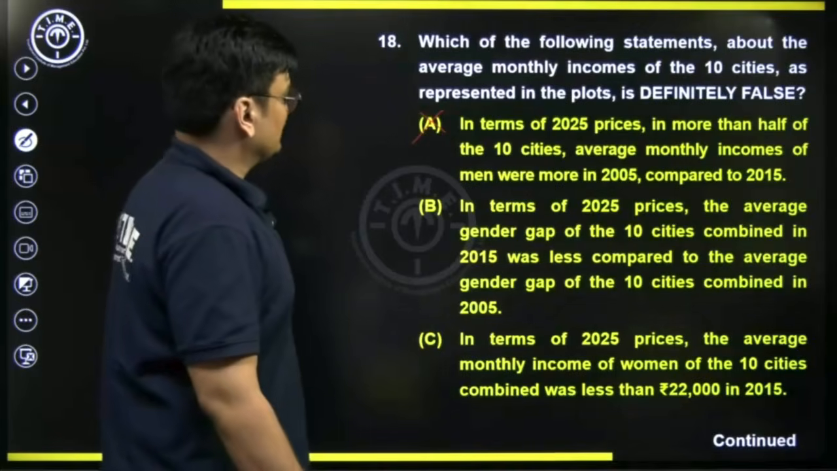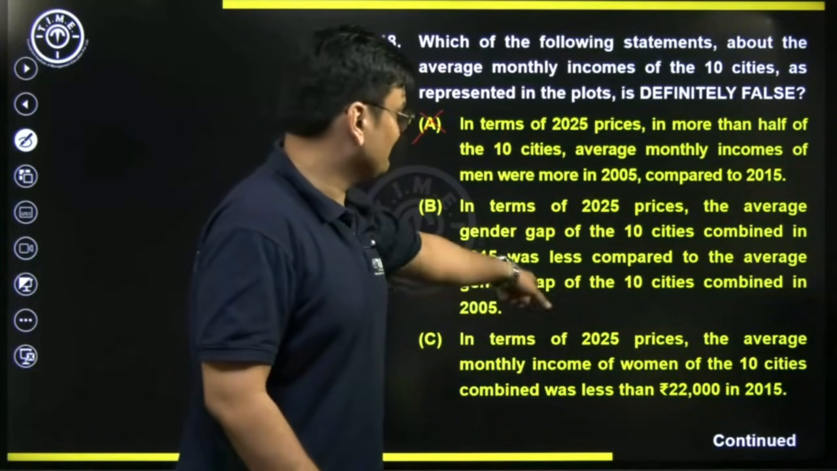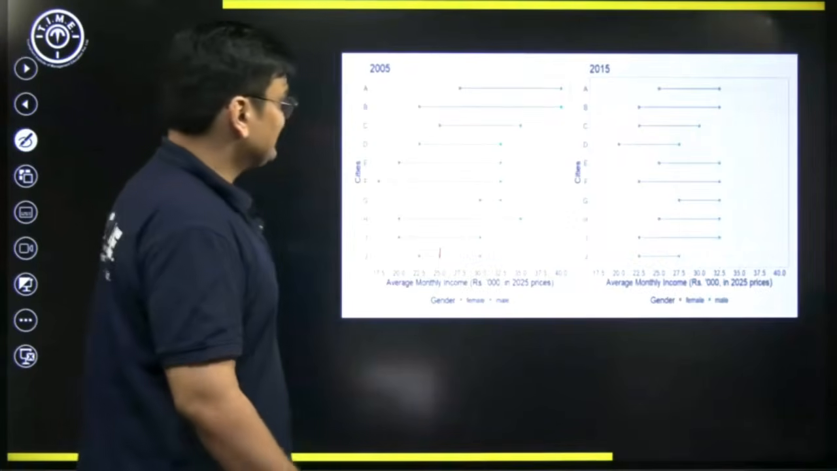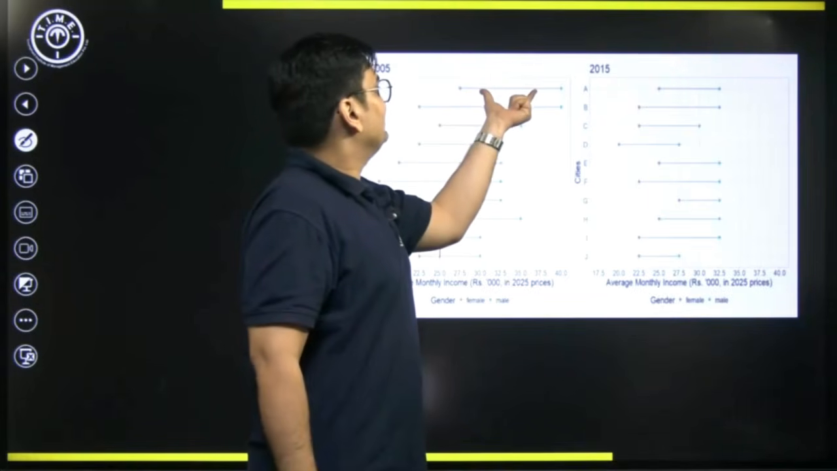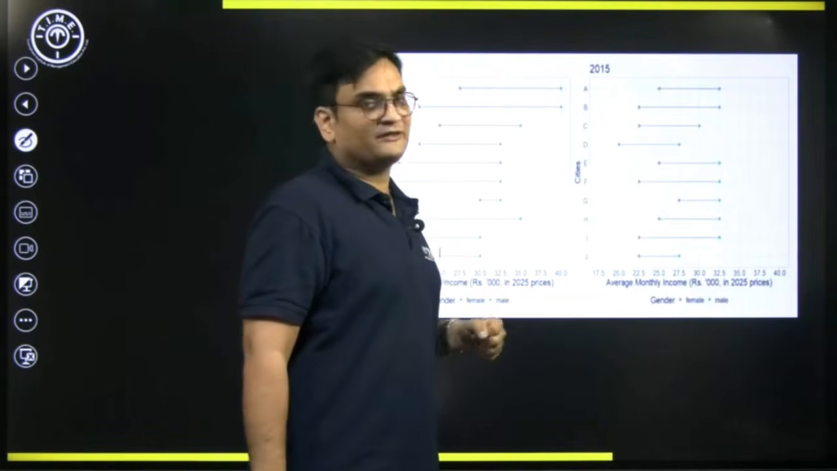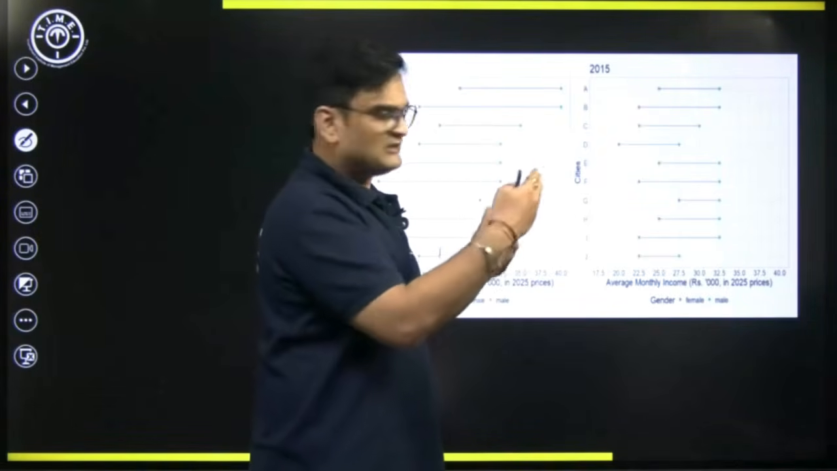So according to the option, he says the average gender gap in 2015 was less as compared to 2005. I think it's quite visible here. If you look at the gender gaps, in city A, it is more in 2005 as compared to 2015. City B, it's more in 2005. City C, you can see just by comparison, it's more.